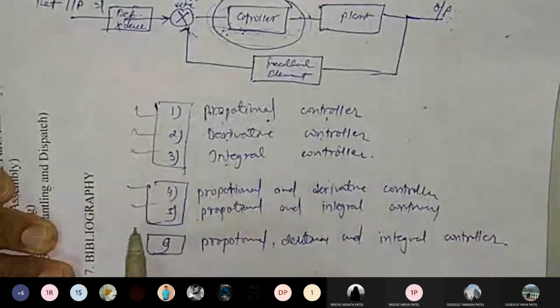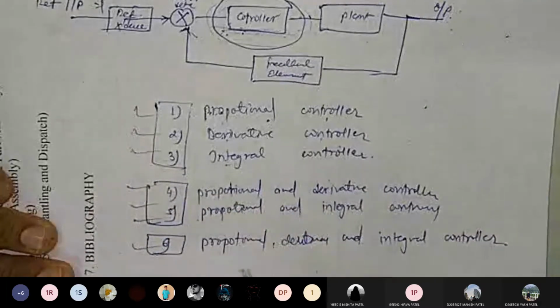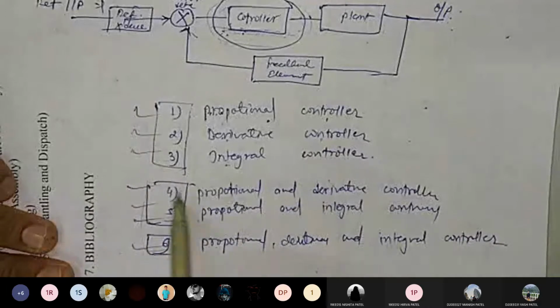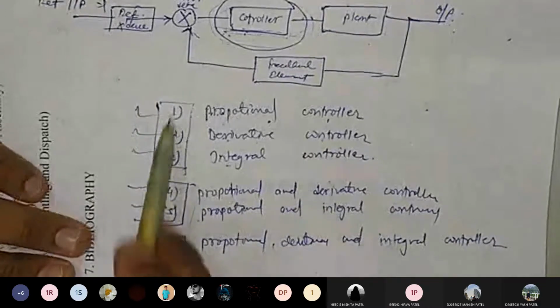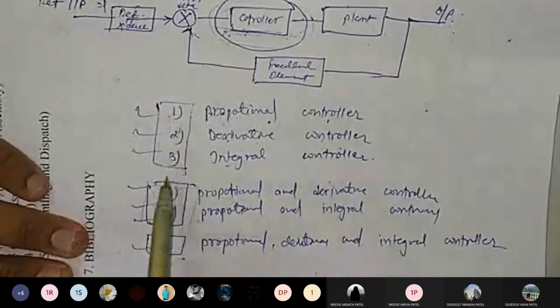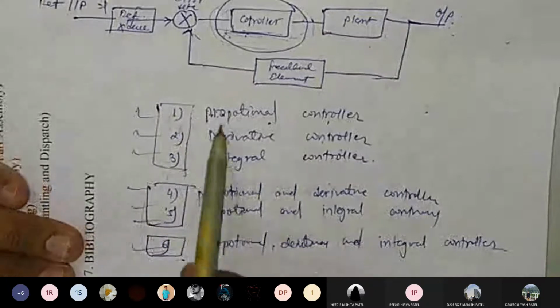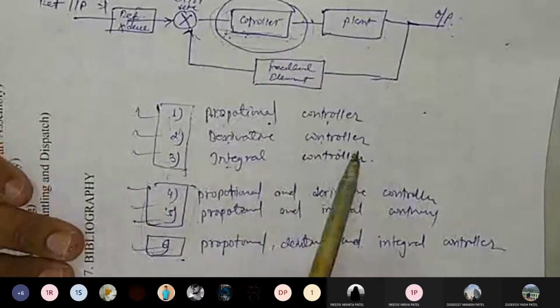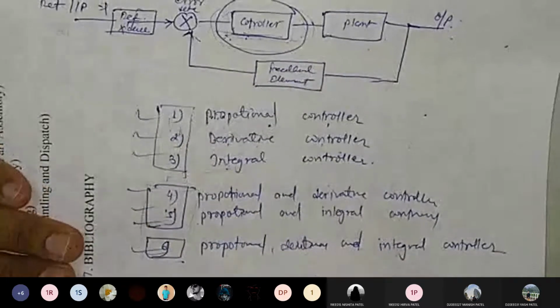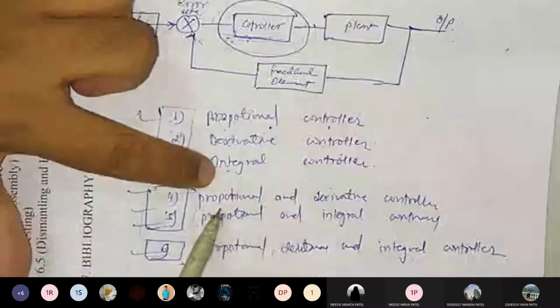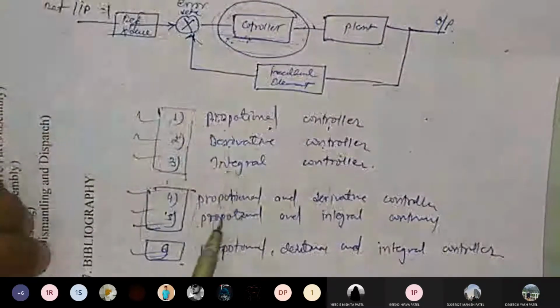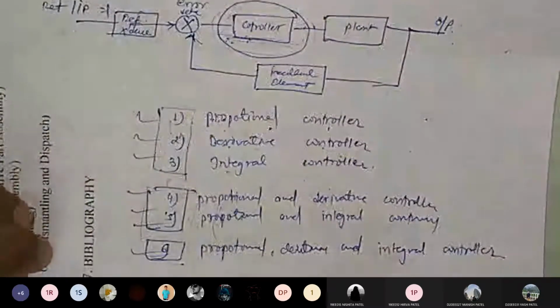Okay, so the total classification is of six. These are derived from the basic first three. So first we need to understand what is a proportional controller, what is a derivative controller, and what is an integral controller. Then we'll be able to find out the idea behind these three. Now we will go one by one.